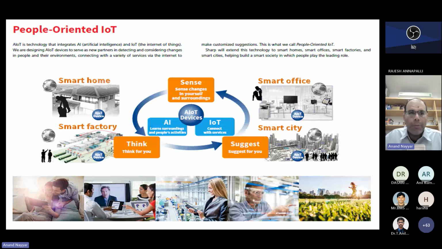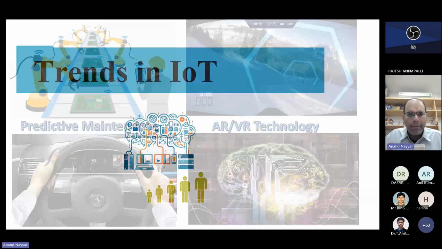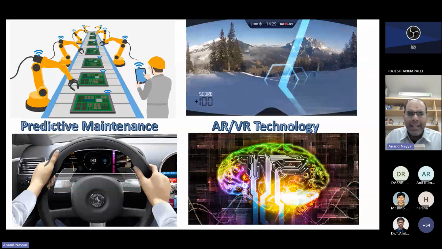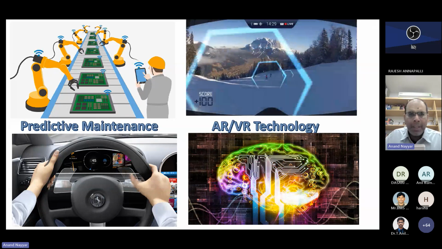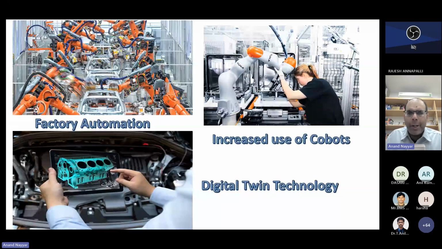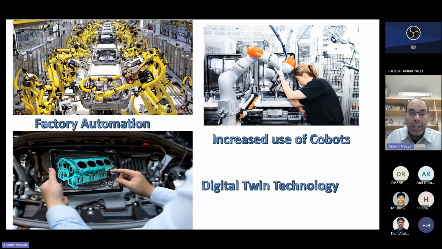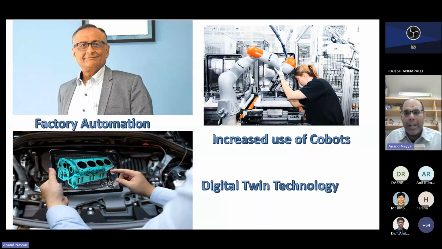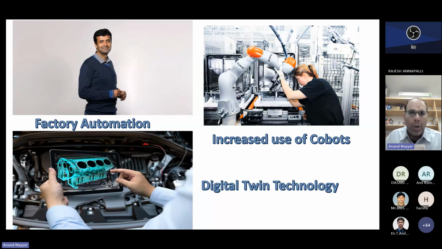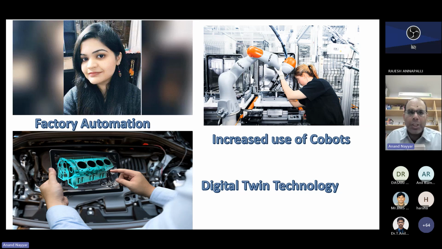And so the future of 2025 onwards will be people-oriented IoT in terms of sensors, in terms of AI, the thinking, suggestion, and sensing. So these are some of the trends that you can see right now: predictive maintenance in terms of autonomous vehicles, the AR and VR technology, brain computing. And I believe in factory automation, cobotic technology, and increased use of digital twins. So remember everybody, at one time, if you were making a product, the product was accurate or non-accurate, it depended. But today with digital twin technology, we can test and validate the products to the next level.